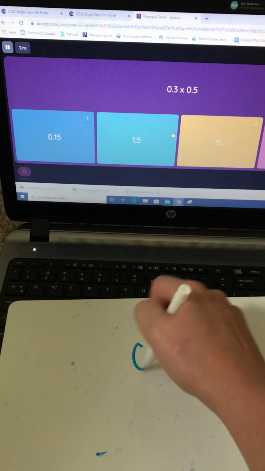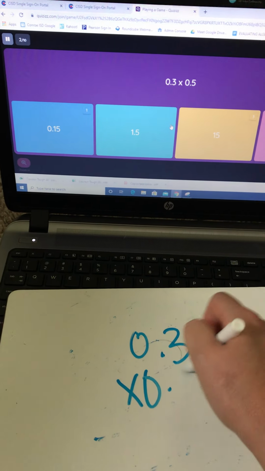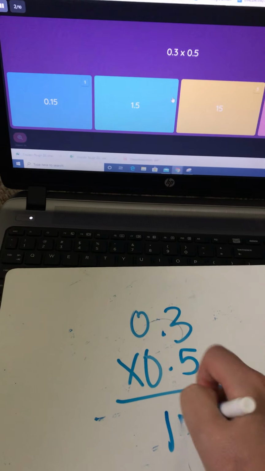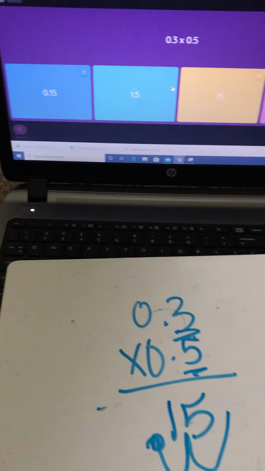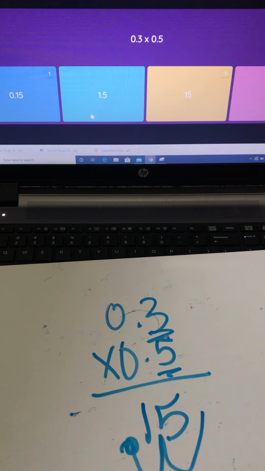Number 2, what is 3/10 times 5/10? Well, 3 times 5 is 15. I have 2 digits behind my decimal. If I move it twice, I have 15 hundredths.